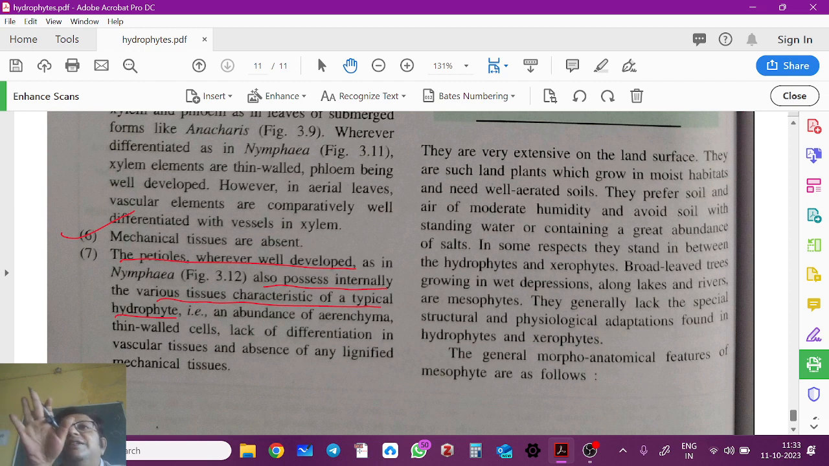Okay, so this is the end of today's class. Next day we will talk about the next types of phytes. We will talk about lithophytes, xerophytes, mesophytes. We will be talking about them. Okay, bye.